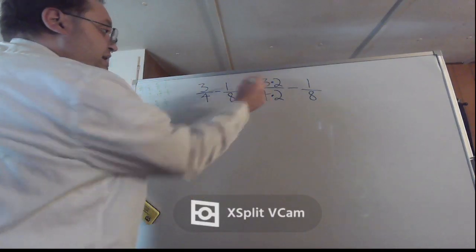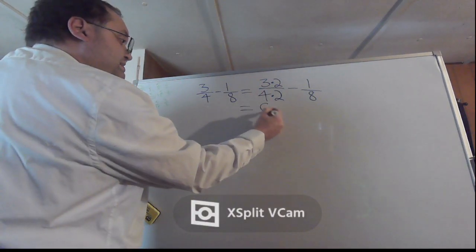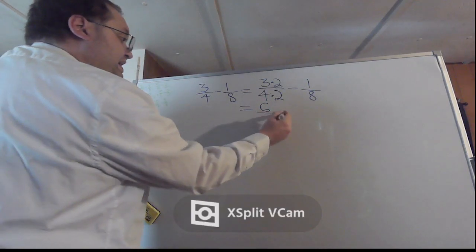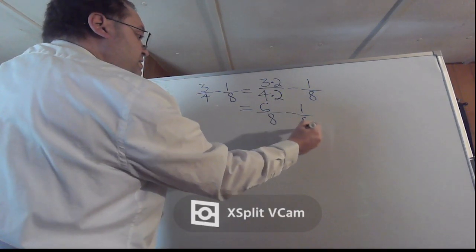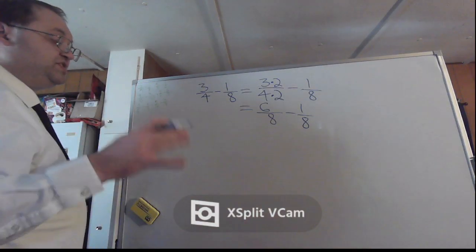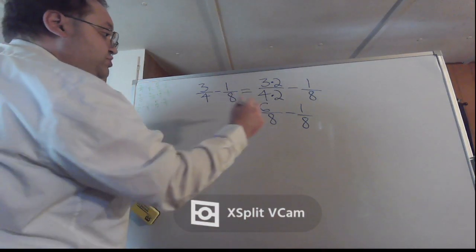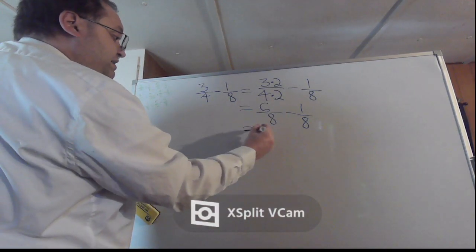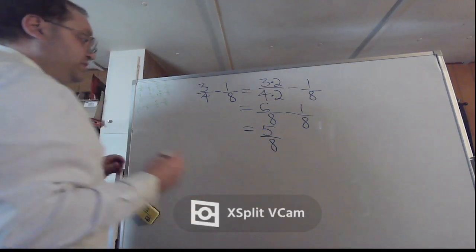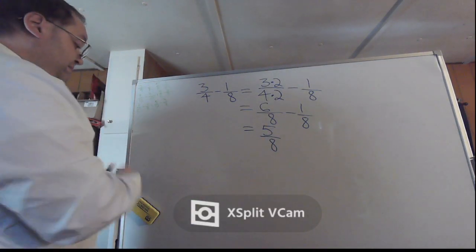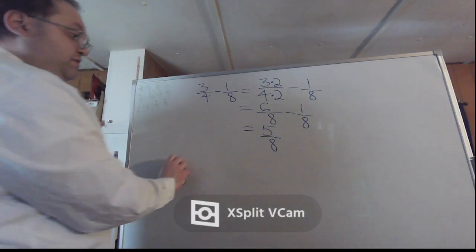So you multiply 3 times 2, you get 6. 4 times 2 is 8. So you'll have 6/8 minus 1/8. Now, since you have the same denominator, you can go ahead and subtract. 6 minus 1 is 5. So 5/8 would be your final answer. And because you can't simplify it any further, so that's it.